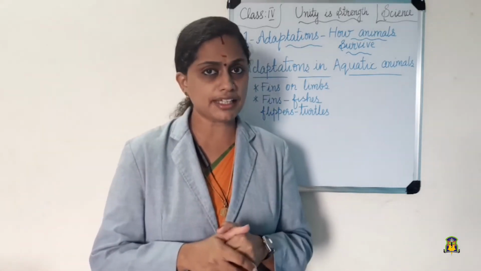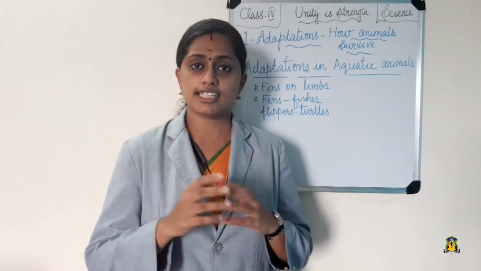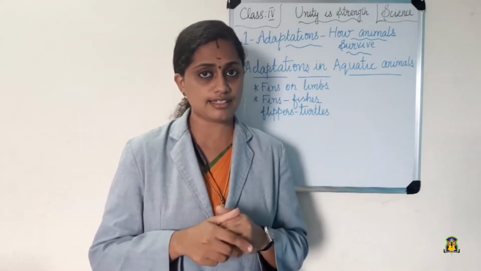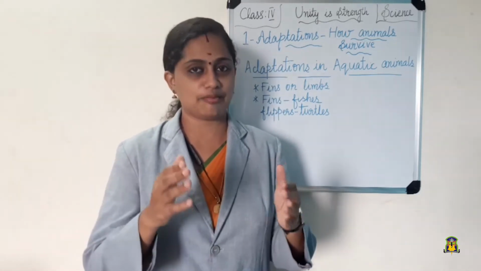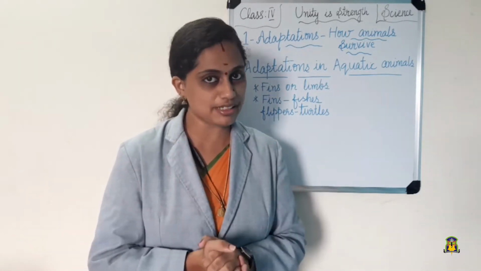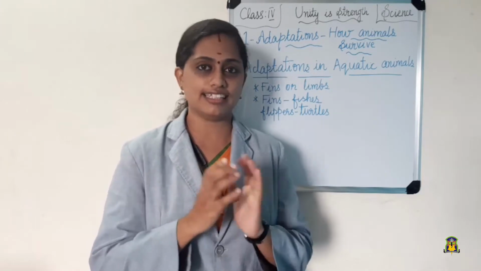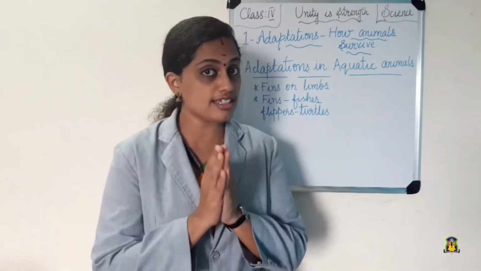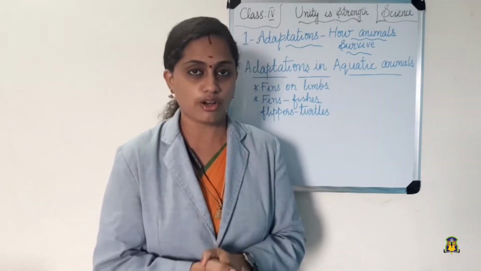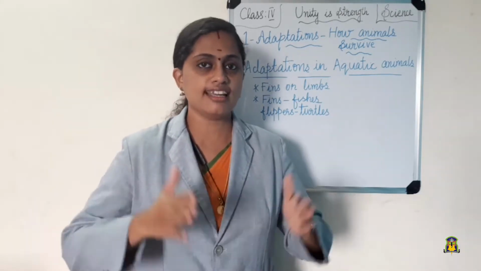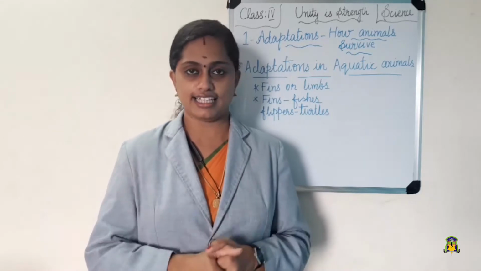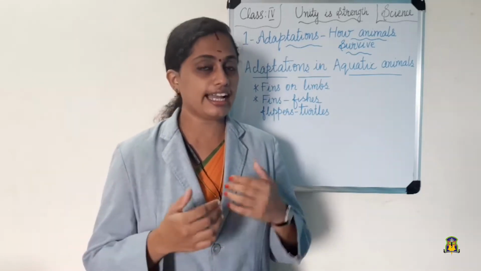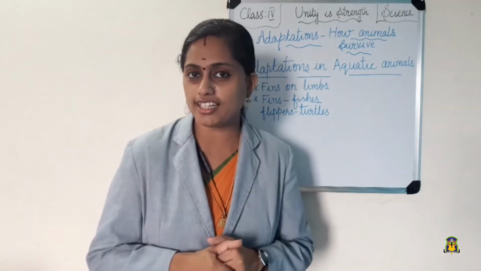So, in the very beginning, we saw about habitat, then we saw about different types of animals, that is terrestrial, aquatic, then amphibians, arboreal animals and aerial animals. Then we saw about what is adaptation and we saw about the adaptation in terrestrial animals. Shall we move on with the next topic? Yes, today we are going to see adaptation in aquatic animals.